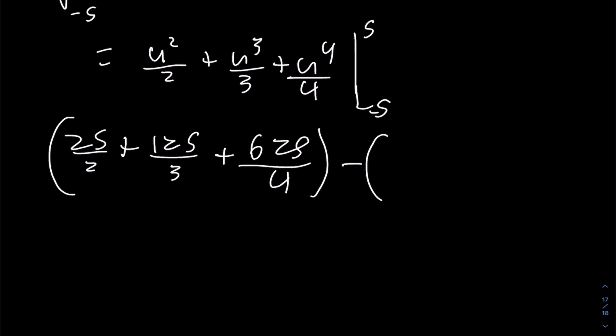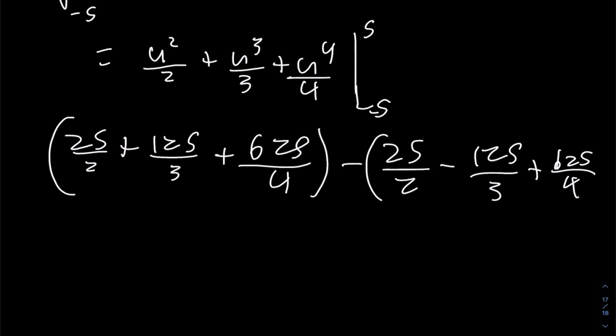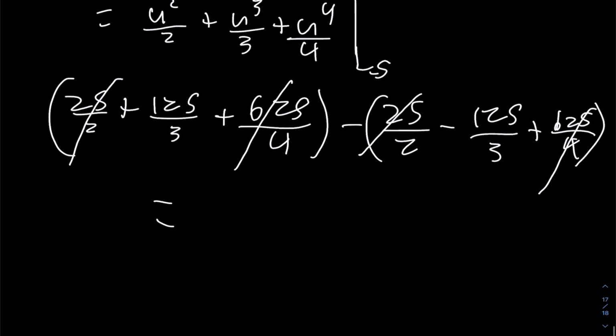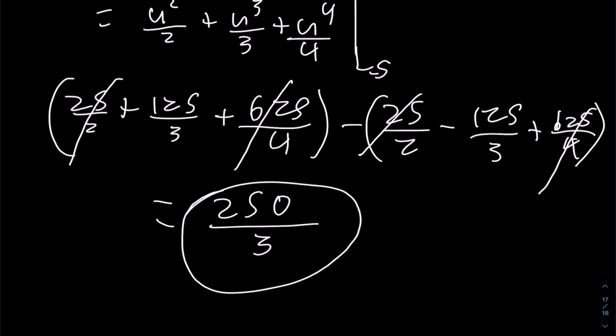Here, negative 5 squared, that's cool. That's also 25 over 2. Then negative 5 cubed, that's negative. Oh, wait, so that's going to be a negative 125 over 3. And then to the power 4, that's going to make it a positive 625 over 4. I see where this is going. What we see is that when the negative is distributed, this and this and this and this will cancel. And we're just left with 2 times 125 over 3, which is 250 over 3. So this should be the answer.